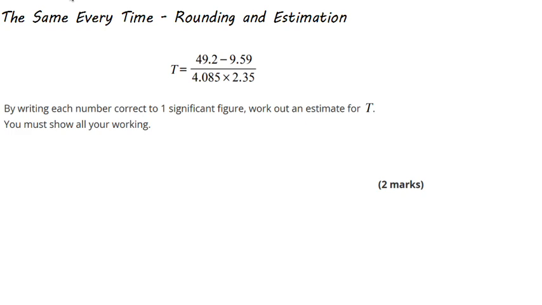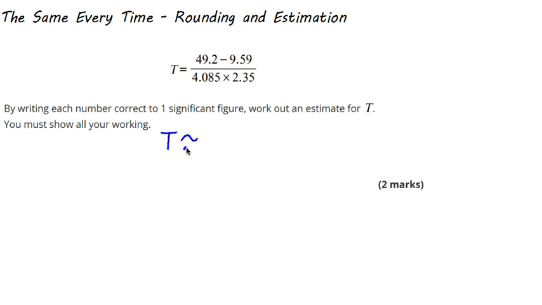Here's another exam question. By writing each number correct to one significant figure, work out an estimate for t. So t is equal to this. They're not expecting us to actually do this on a calculator and work out the actual answer. They want us to round each number first, and that will give us an estimate. We must do exactly what they are telling us to do in the question. So round each number first to one significant figure.